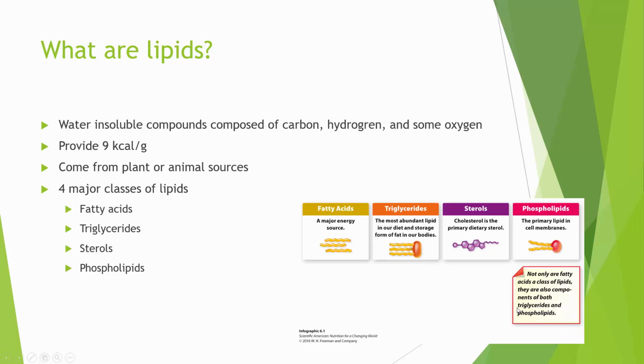If you remember back to carbohydrates and protein, they both provide 4 calories per gram approximately. And so these lipids are much more calorically dense. They can come from plant or animal sources in our diet. We have 4 major classes that we'll look at in more detail: fatty acids, triglycerides, sterols, and phospholipids.